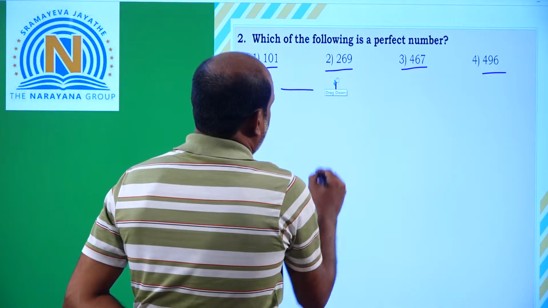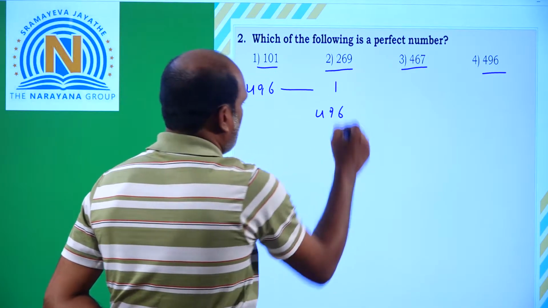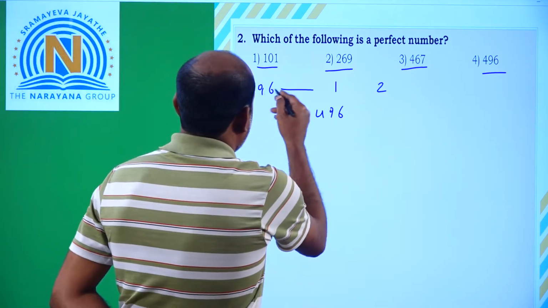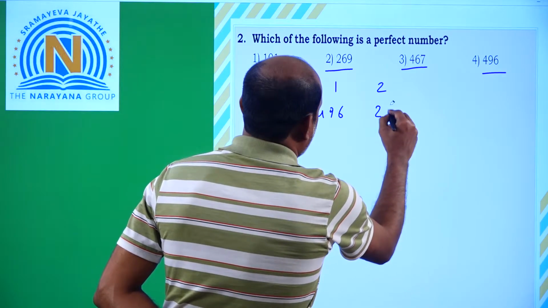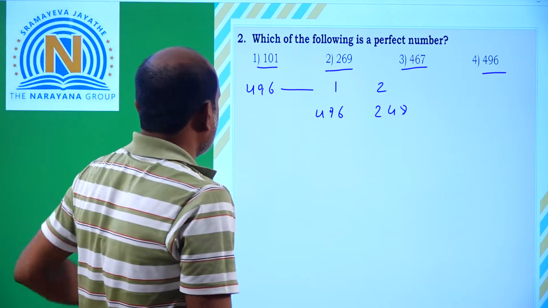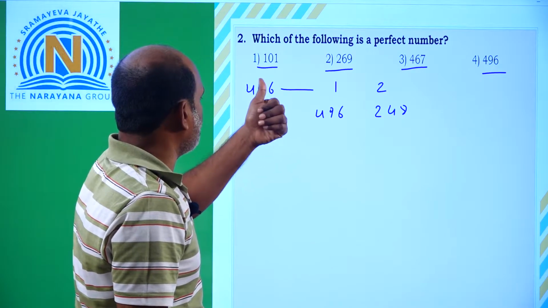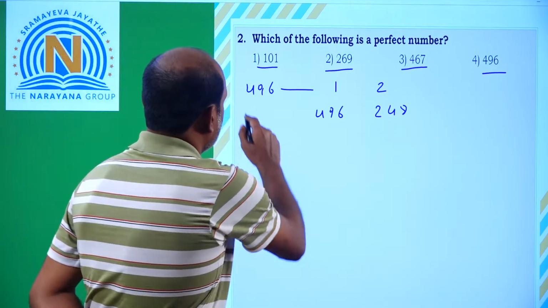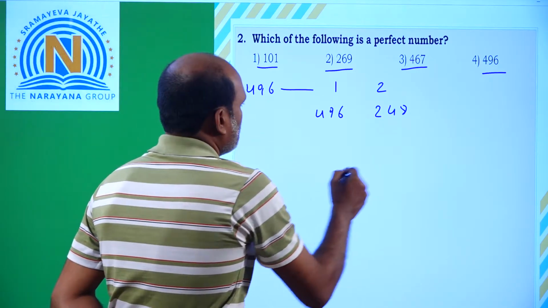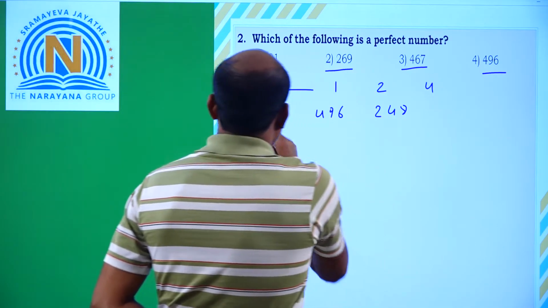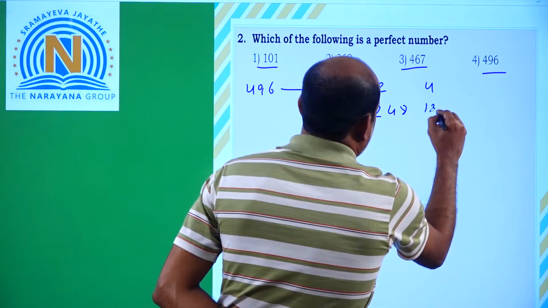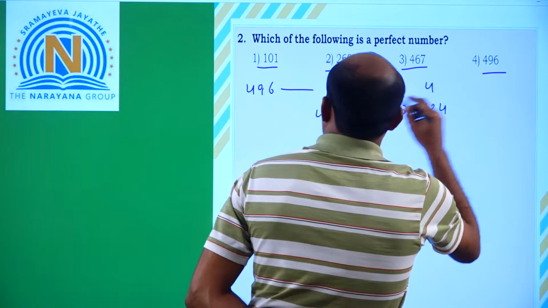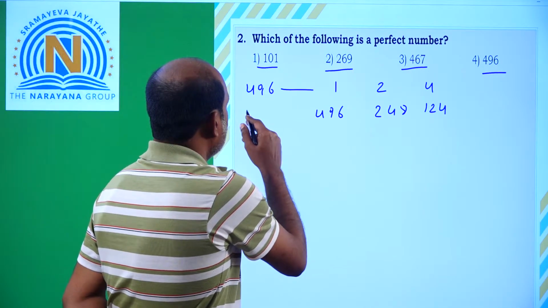So 1 is a factor and 496 is a factor, 1 into 496. Next 2 is one more factor. So what is the other factor? 248 is another factor. This is not divisible by 3. Now if we check 4, yes, 4 is a factor, 4 into 124. Next 5 is not divisible, 6 is not divisible, 7 is not divisible.